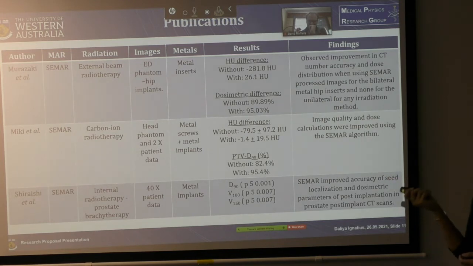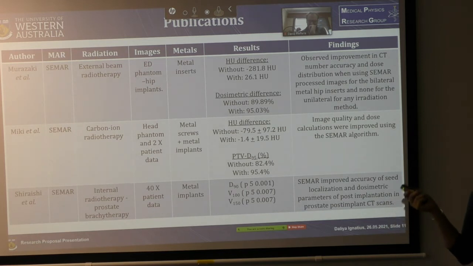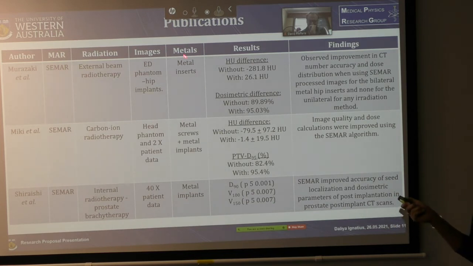But there are only 3 papers out there in terms of radiation oncology, i.e. the dosimetric accuracy of SEMAR. And so these 3 papers here, the first one's on external beam radiotherapy, second one by Mickey et al. is carbon ion radiotherapy, and the third one looked at internal radiotherapy, especially prostate brachytherapy. So they all looked at metal inserts, metal screws or metal implants.